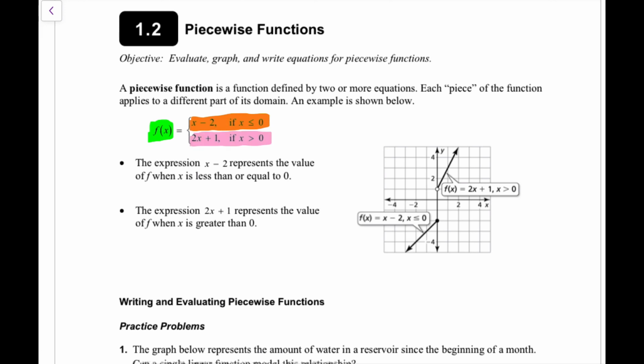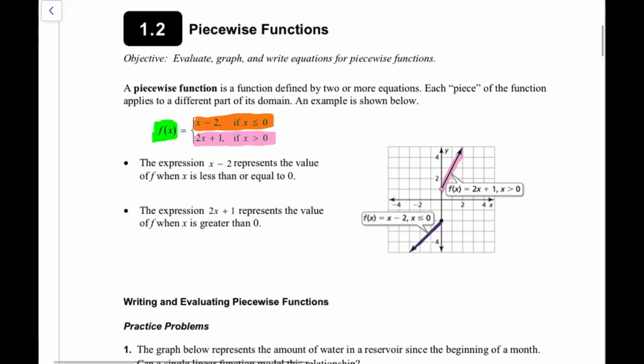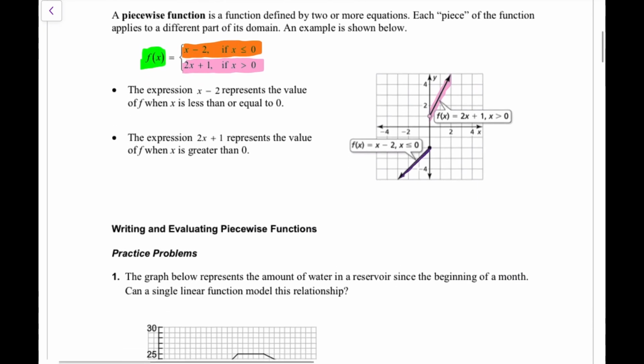So the expression represents x minus 2 when x is less than or equal to 0. So if I look at x less than 0, I get all of this piece here. And when x is greater than 0, I'm getting this piece up here. So it's put into two different groups.